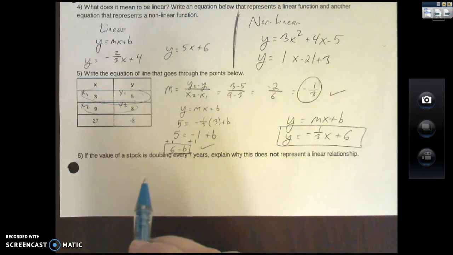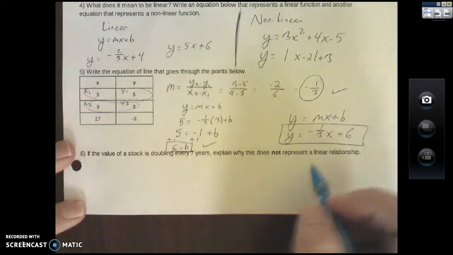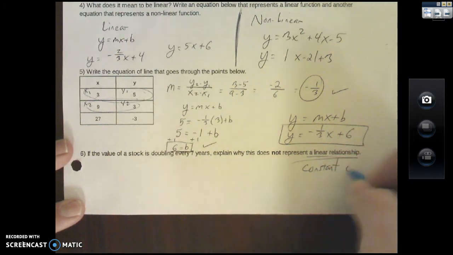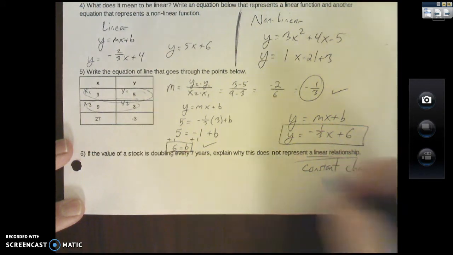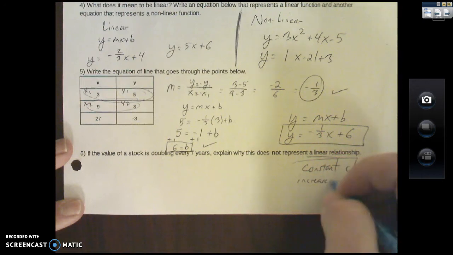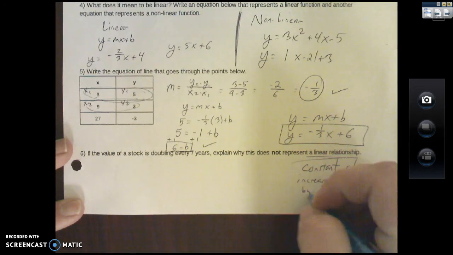Okay, number 6. If the value of a stock is doubling every 7 years, explain why this does not represent a linear relationship. Well, here's a perfect example. A linear relationship has to have a constant change, which means, okay, increases or decreases by same amount.